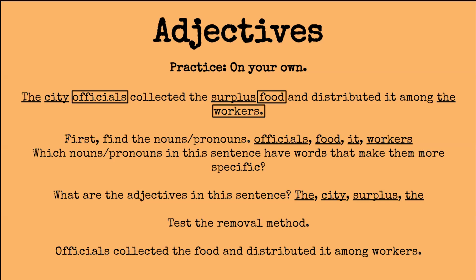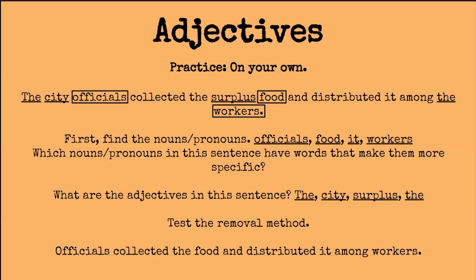Now, I said that there are 4 adjectives in this sentence. If the 4 adjectives you found were the, city, surplus, and the, you are correct. So don't forget that a, an, and the are all adjectives. Many of you probably got city and surplus correct because they are directly in front of their noun, which is very often what happens with adjectives. But don't forget the as well.